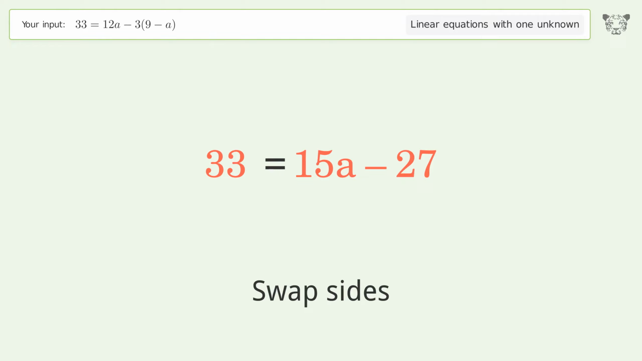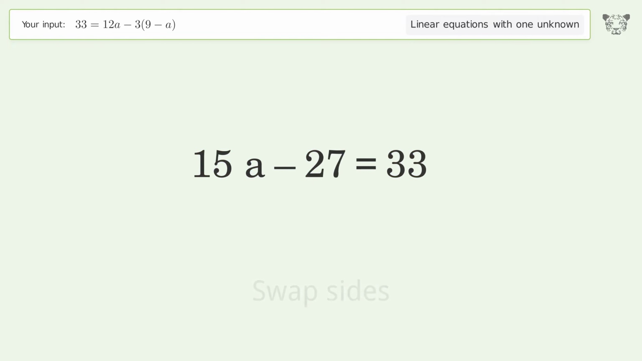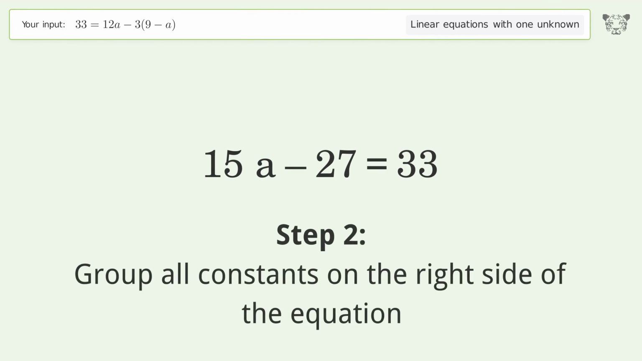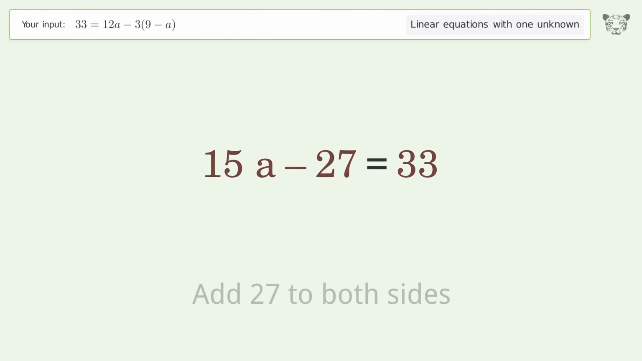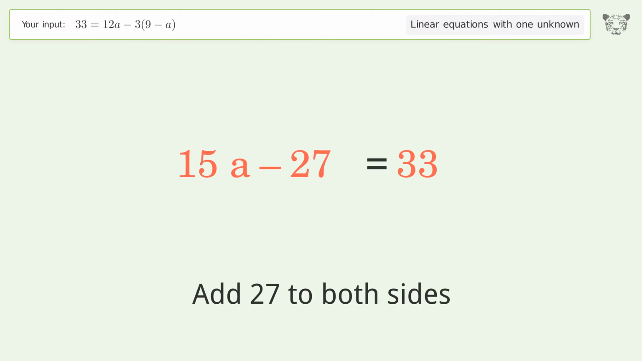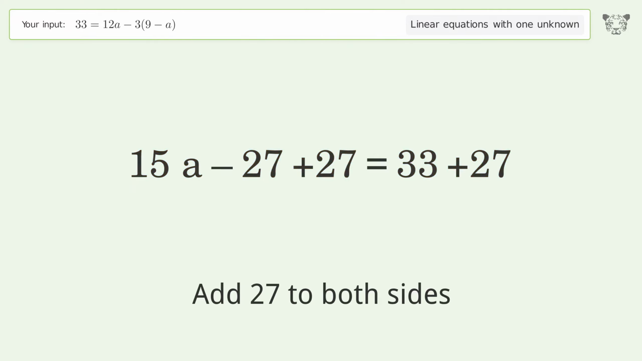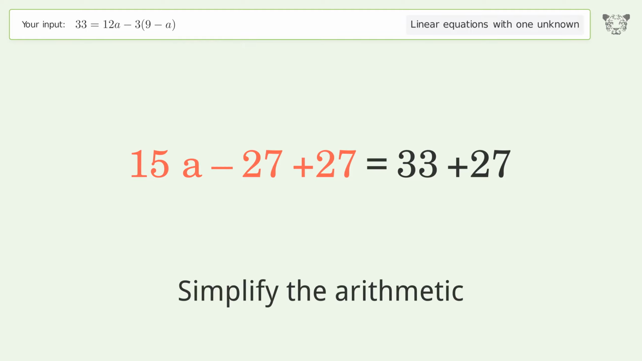Swap sides. Group all constants on the right side of the equation. Add 27 to both sides. Simplify the arithmetic.